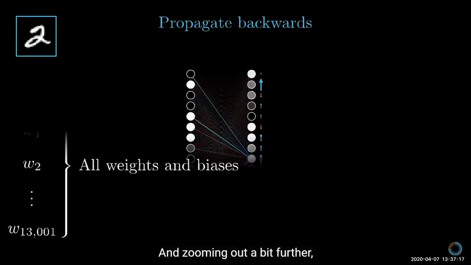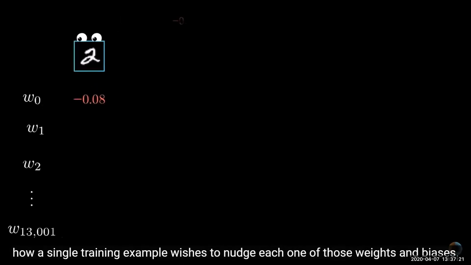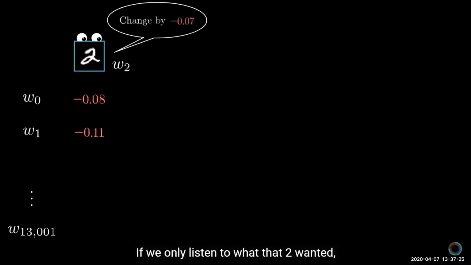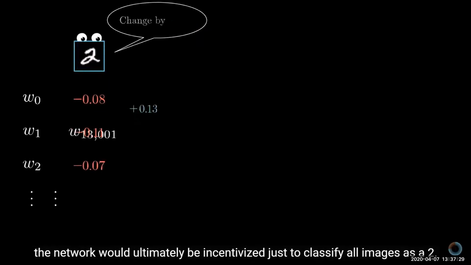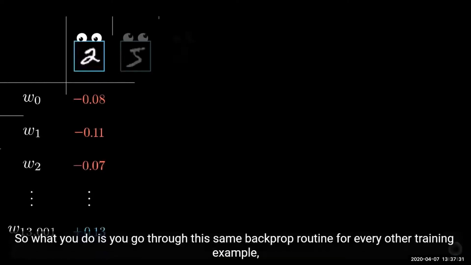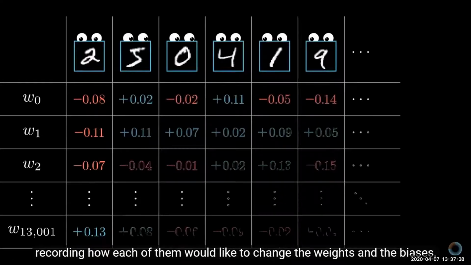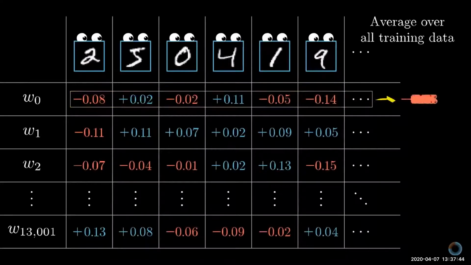And zooming out a bit further, remember that this is all just how a single training example wishes to nudge each one of those weights and biases. If we only listened to what that 2 wanted, the network would ultimately be incentivized just to classify all images as a 2. So what you do is you go through this same backprop routine for every other training example, recording how each of them would like to change the weights and the biases. And you average together those desired changes.